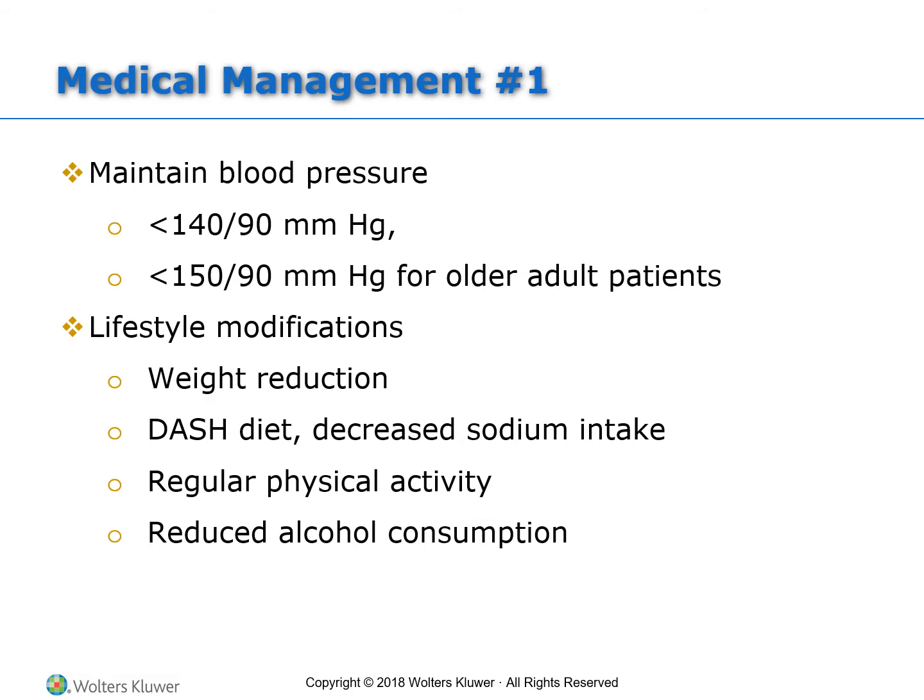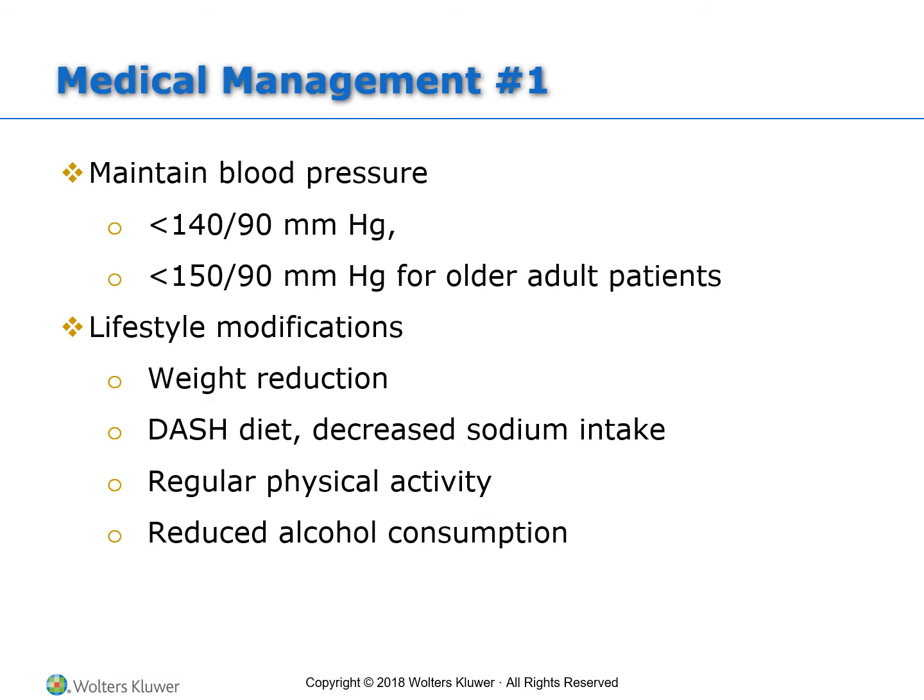As far as medical management, you want to maintain a good blood pressure, so you want it to be less than 140/90 millimeters mercury, if you're an adult 18 to 65. Older adults can have a systolic that's a little bit higher, and their blood pressure should be below 150/90. So your systolic, there's a little more give there.